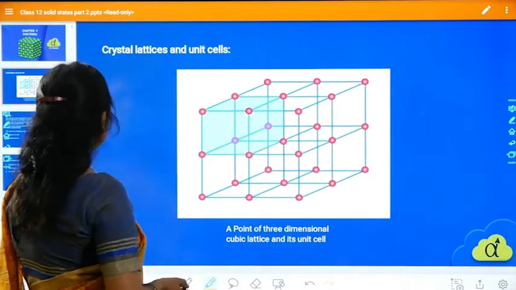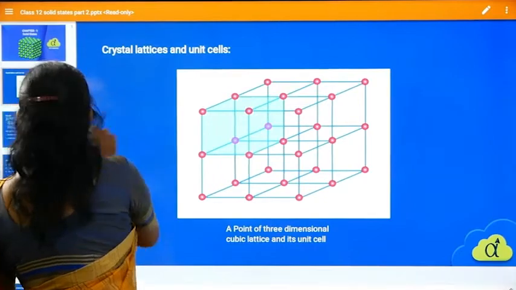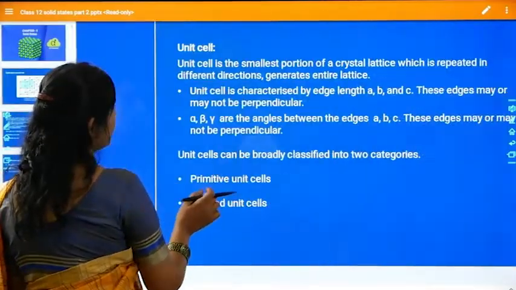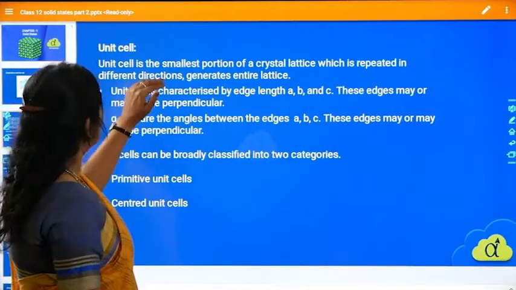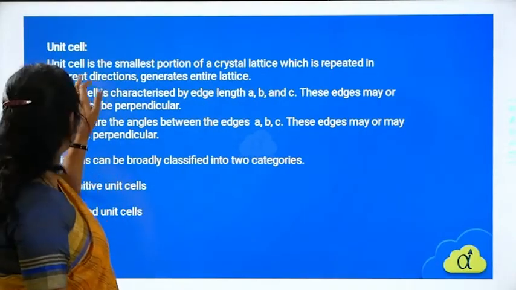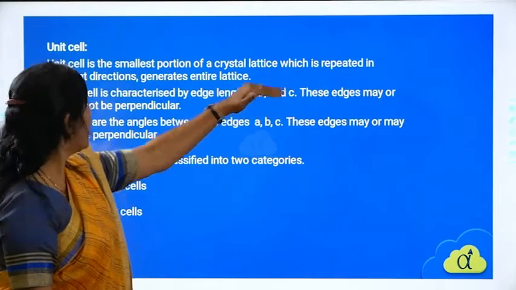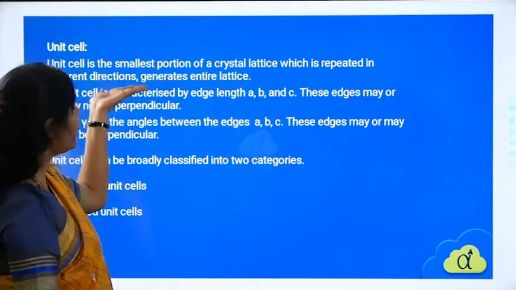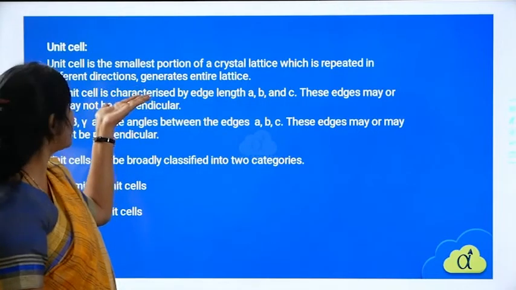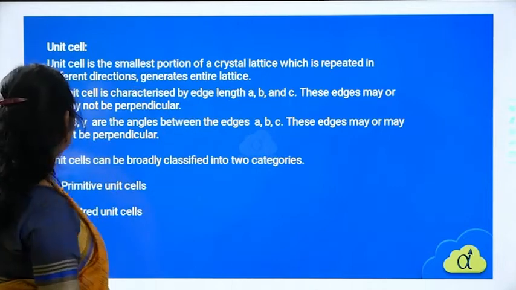Now, how can you define the unit cell? Please have a look here. It is the smallest portion of the crystal lattice which is repeated in different directions, that means 3D directions, as I told you. So it generates the entire lattice.